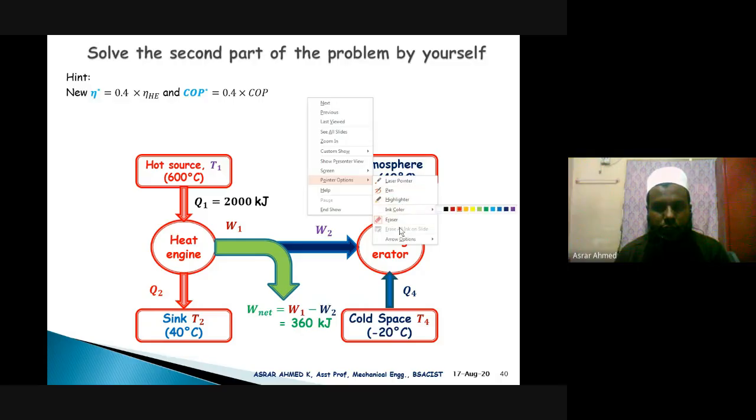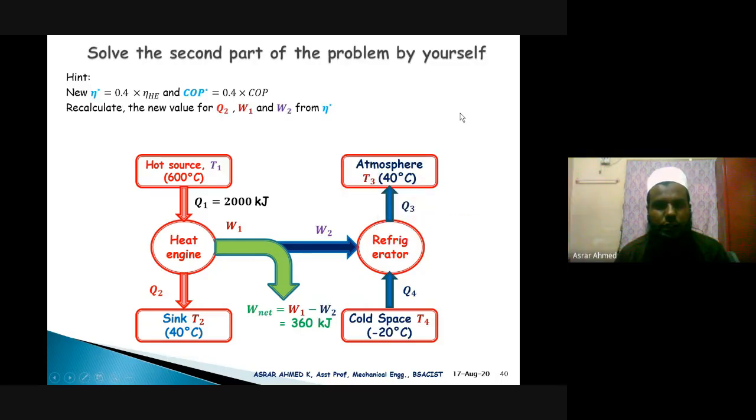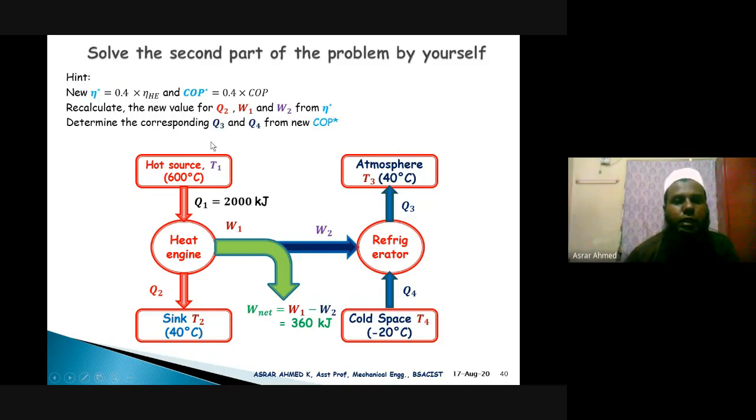Then what is the second hint? The second hint is to recalculate the new values for Q2, W1 and W2 from efficiency star. What is this efficiency star? It is 0.4 times the efficiency of the heat engine. This efficiency of the heat engine is 0.642, which we have already found out. Then determine the corresponding Q3 and Q4 from the new COP. The new COP is 0.4 times the COP. This COP is nothing but 4.22.